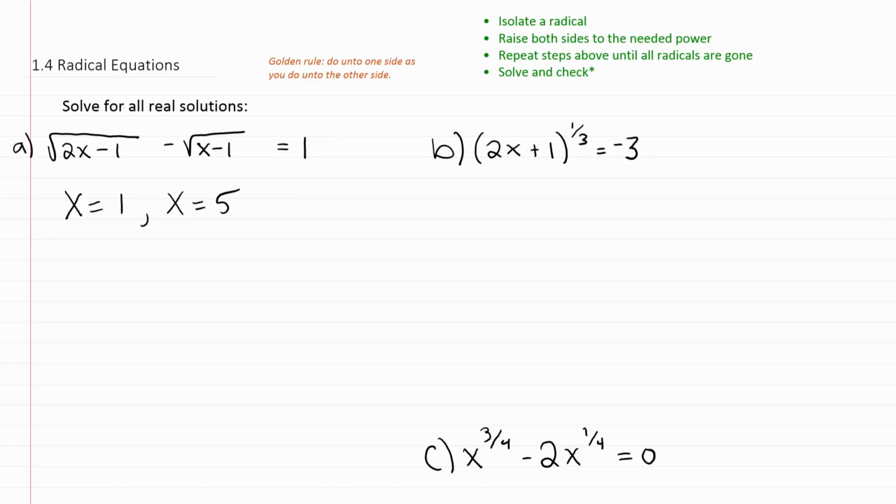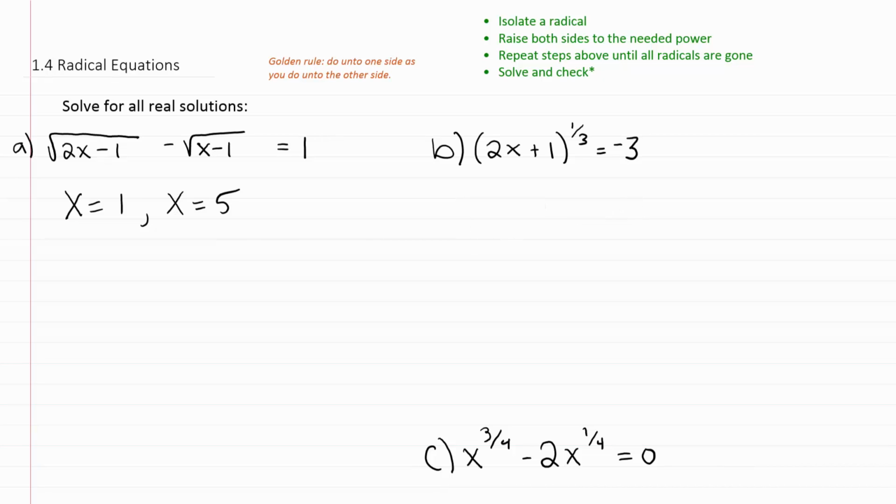All right, so let's look at example B. So we have the third root of 2x plus 1 is equal to negative 3. The reason why I said the third root is because you know that 1/3 is a rational exponent, which means you can swing around this 3 and make it the index of a radical. So this is exactly the same as saying the third root of 2x plus 1 to the 1 power is equal to negative 3. So you can see that all we have to do to get rid of that exponent is to raise it to the third power.